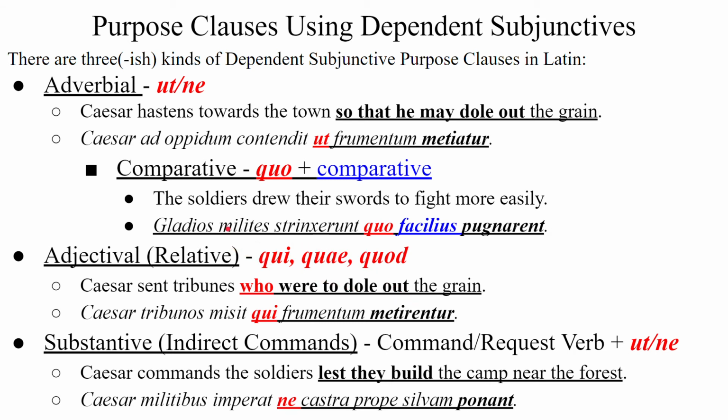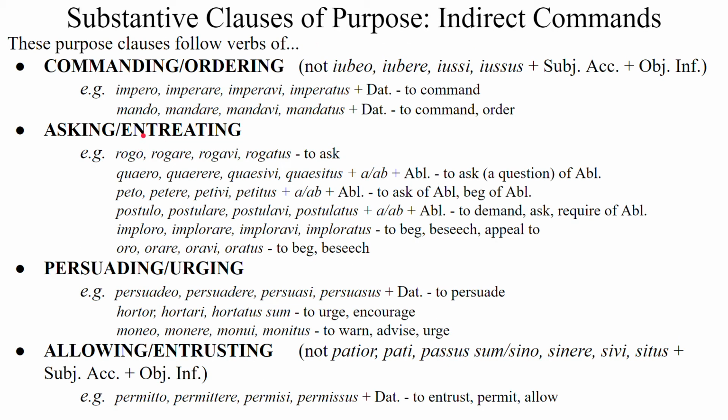So substantive purpose clauses, indirect commands. Here we go. These are purpose clauses. They follow verbs of commanding and ordering, notably not iubeo, iubere, iussi, iussus. That takes a subject accusative and objective infinitive construction. So if I order you to do your homework, I order you, subject accusative, you, to do, the objective infinitive, your homework. So iubeo does not take an indirect command, does not take a subjunctive. It takes a subject accusative, objective infinitive. Remember that. That's very notable.